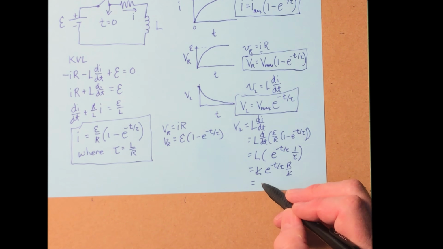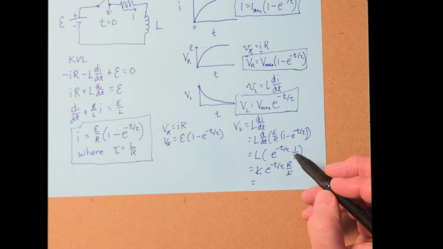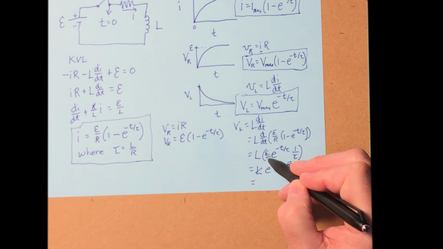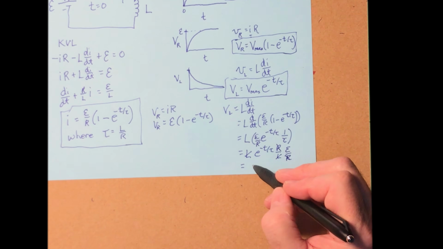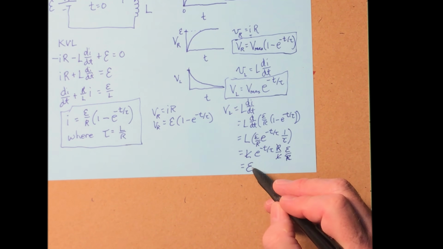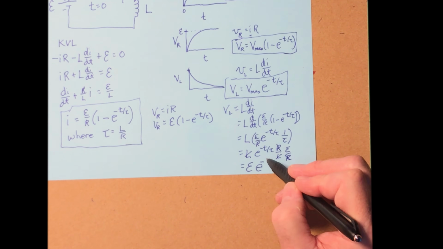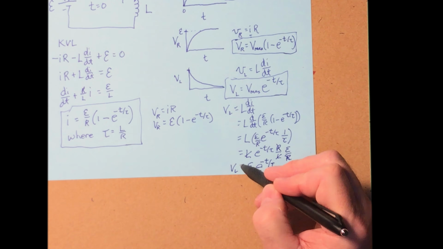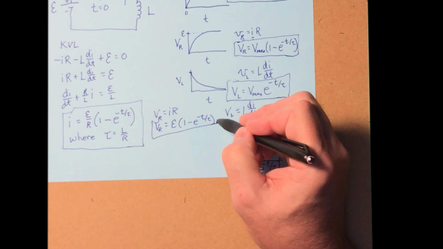Oops, did I leave something out? I forgot my E over R here. And now you see the R's cancel. And what are we left with? E, that's EMF, E multiplied by the exponential e to the negative t over tau. So there's V sub L. And here's V sub R.